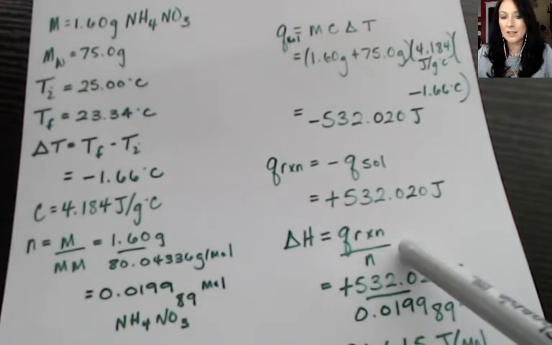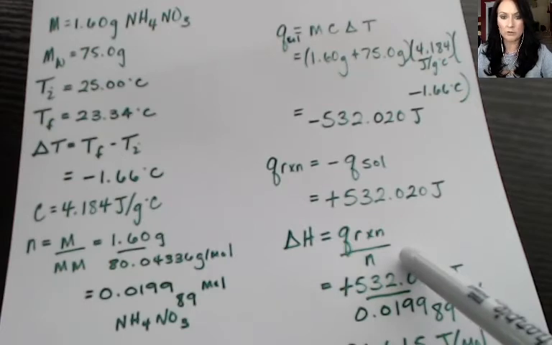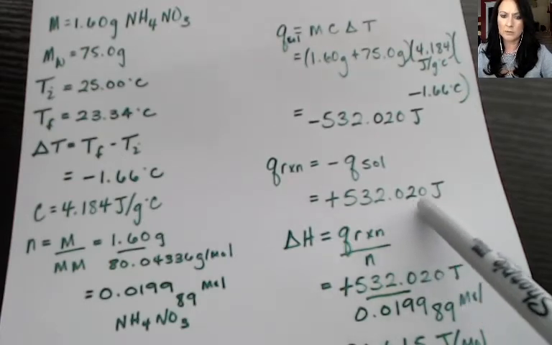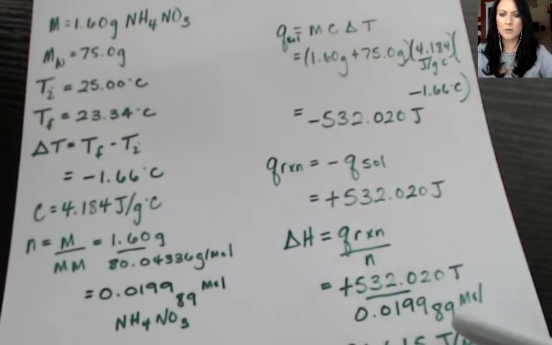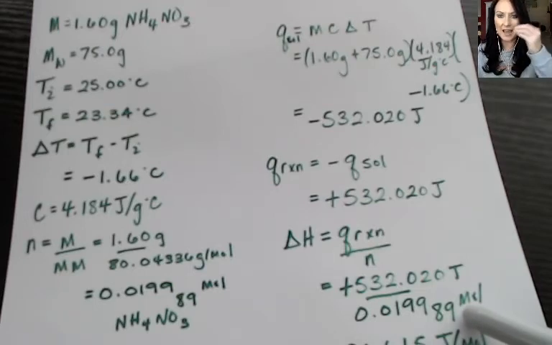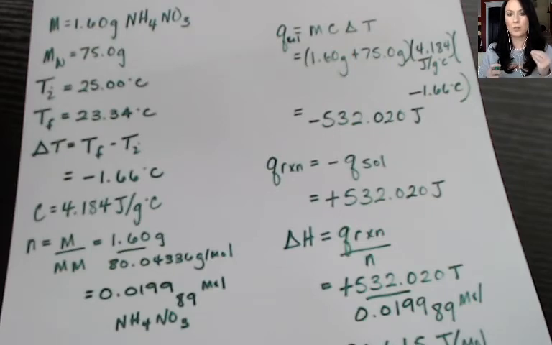Third step is to calculate your delta H. Delta H is Q reaction over n, the number of moles. So my Q reaction from step 2 here, 532 joules, and then number of moles, and this is just the number of moles of the solid that's added to the liquid. Okay, the solid dissolving is what is causing the temperature difference here. So if I had 1.6 grams of ammonium nitrate, that corresponds to a temperature drop of 1.66 degrees.